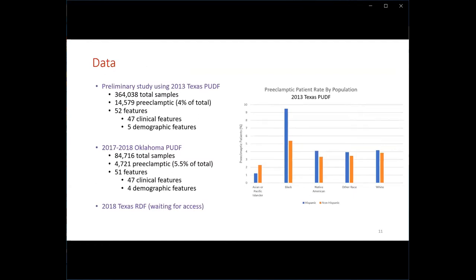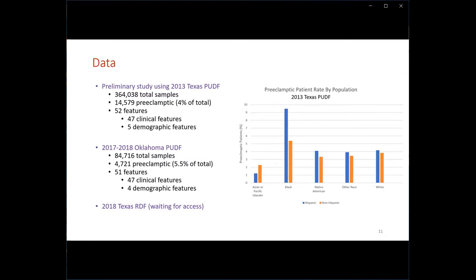We are studying the data of the states of Oklahoma and Texas in this study, and we are currently performing a preliminary study using 2013 Texas public use data files. We are also at the final stage of the IRB process to access the 2018 Texas research data files. Now, why choose 2013 Texas data? Because, as you can see from this plot, disparity is evident in this data, which makes it a good candidate to validate our models. The 2013 Texas PUDF has about 360K total samples that include 4% preeclamptic patients.